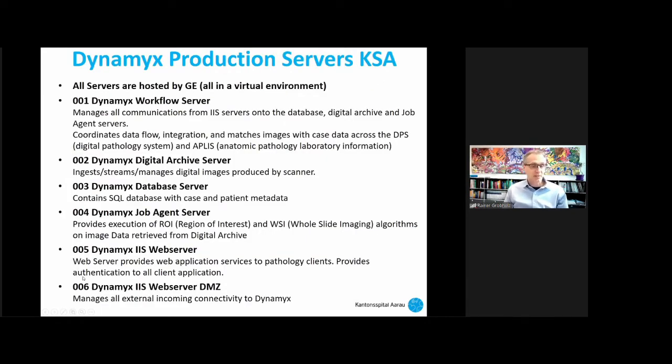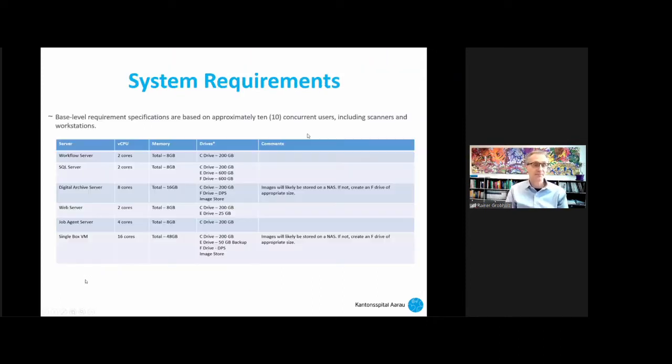As I said, we have six servers, which are listed here. We have a workflow server, a digital archive server, a database server, and of course, a job agent server. We have a web server and a web server for the demilitarized zone, which handles all external incoming connectivity to our digital pathology software. And I was astonished that so many servers are needed. And of course, they all need to be set up and hosted, and also be prepared for all the incoming data and management of all this.